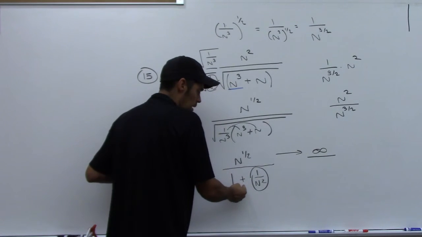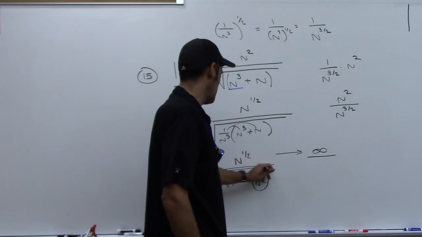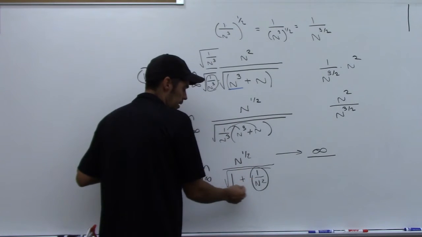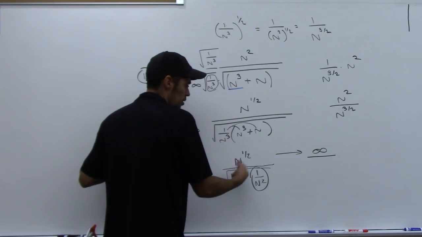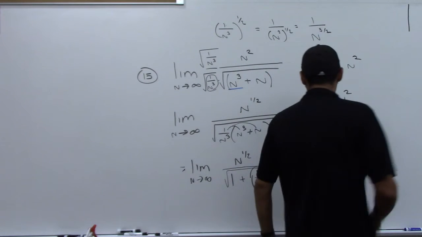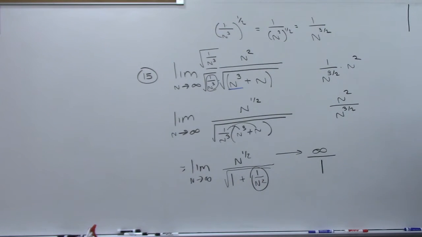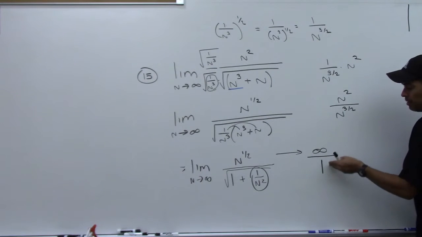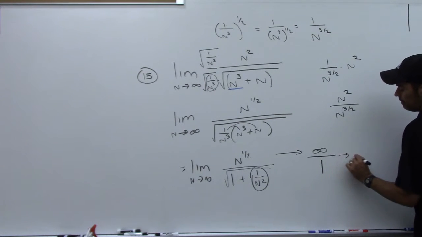So I get 1 plus, oh, I forgot the square root. I get 0 here, I get 1 plus 0, which is 1. Square root of 1 is 1. So the bottom is headed to 1. We no longer have infinity over infinity. What we have instead is infinity over 1. And that heads to infinity.